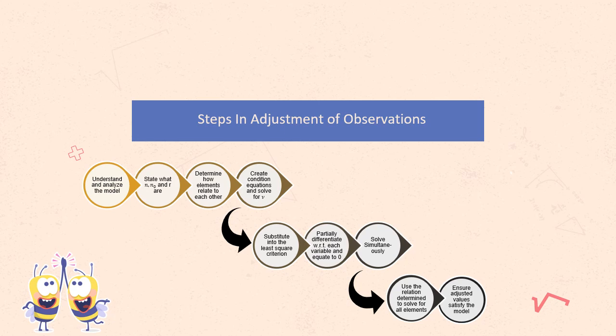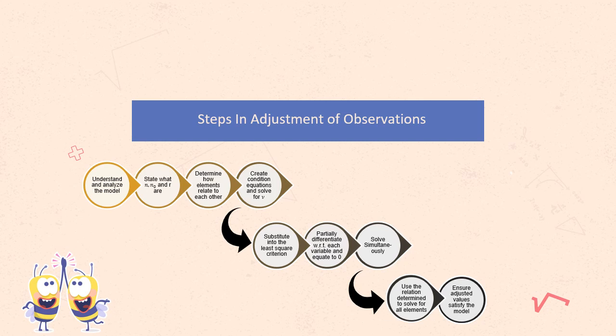Step 1. Understand and analyze the model. Step 2. State what n, n0, and r are. Step 3. Determine how elements relate to each other. Step 4. Create condition equations and solve for nu. Step 5. Substitute into the least square criterion. Step 6. Partially differentiate with respect to each variable and equate to 0. Step 7. Solve simultaneously. And with these solutions presented here, move on to step 8.